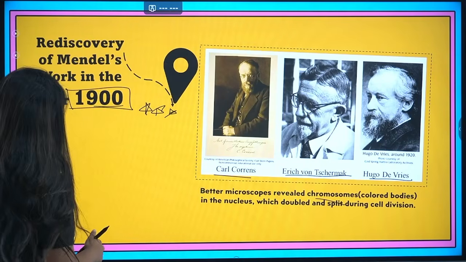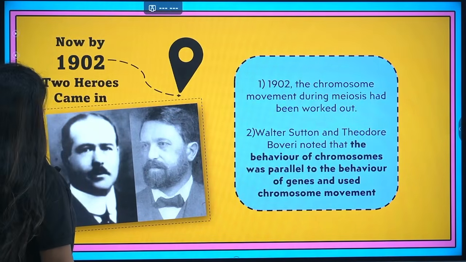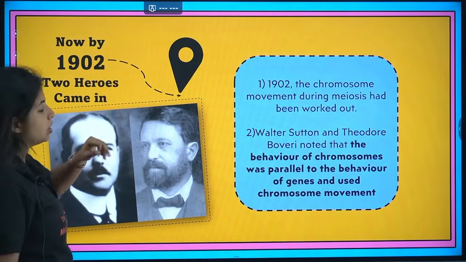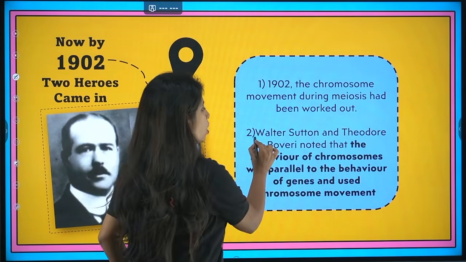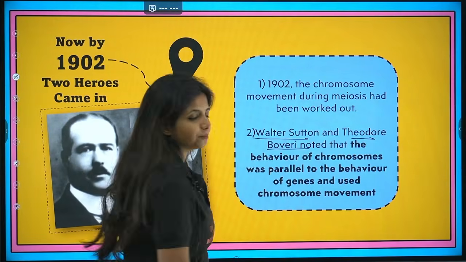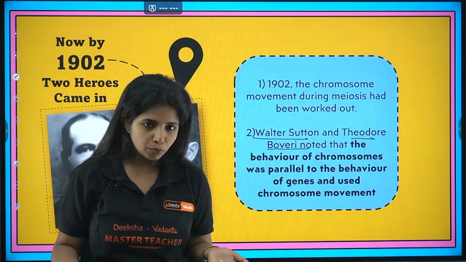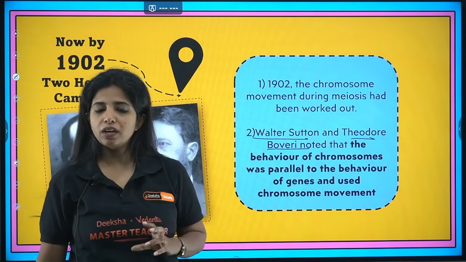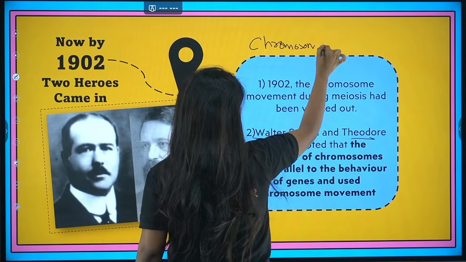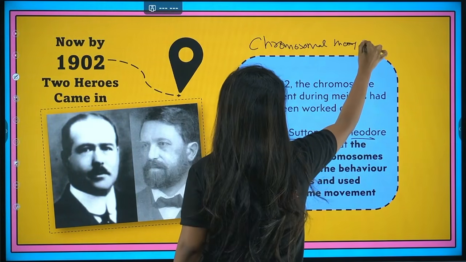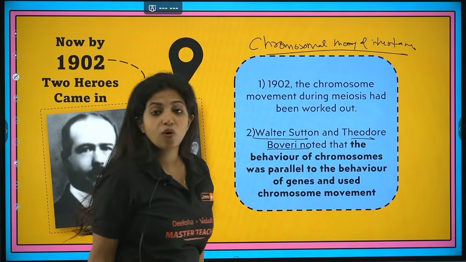And not just that. Okay, this was Correns, Tschermak as well as Hugo de Vries, right? After that, by 1902, that means after 2 years, 2 heroes also came into the picture. What was their name? Their name was, my dear children, Walter Sutton and Theodore Boveri. What did they do? They came up with a very important thing that is known as the chromosomal theory of inheritance. What was it all about?